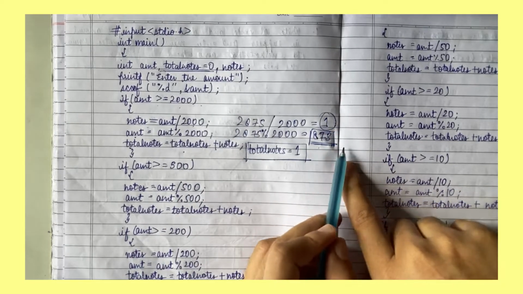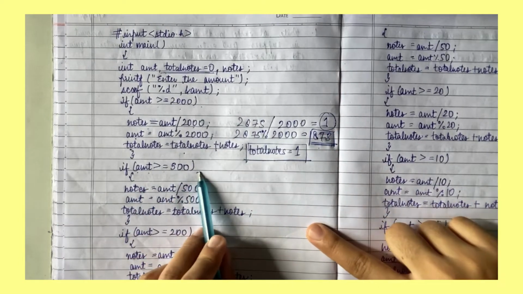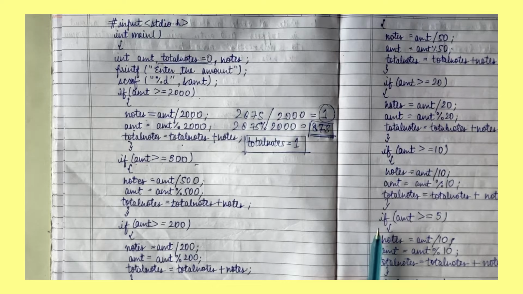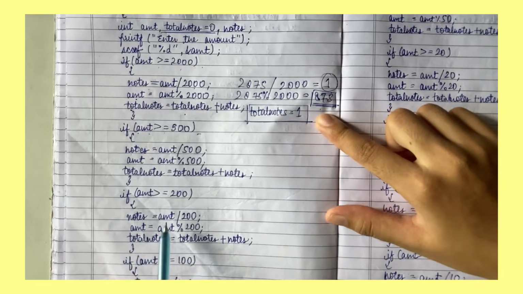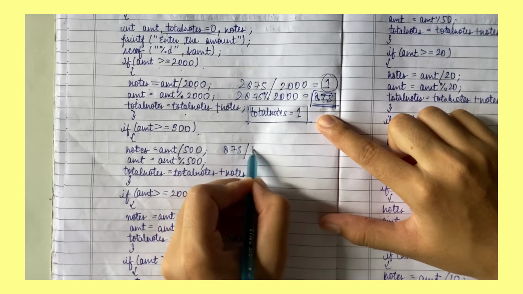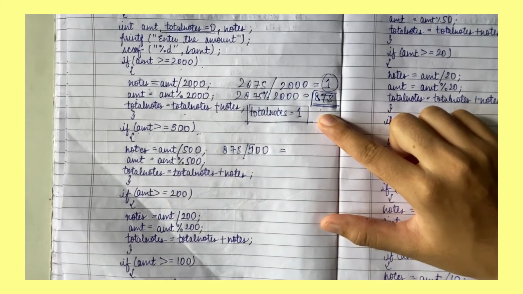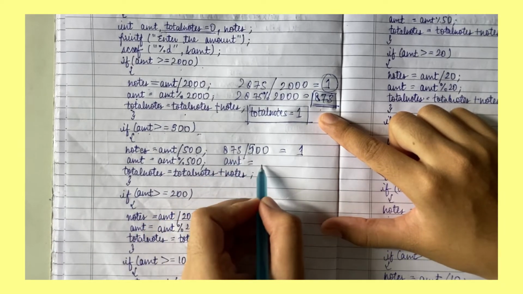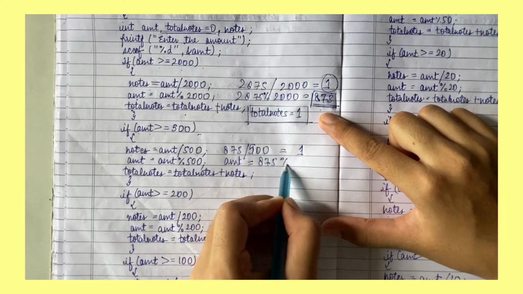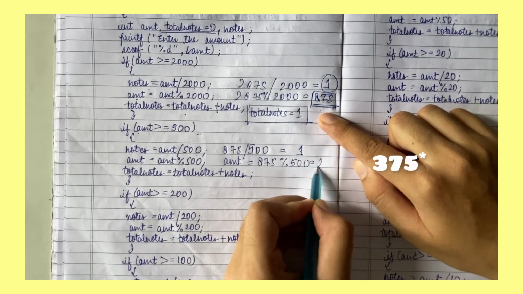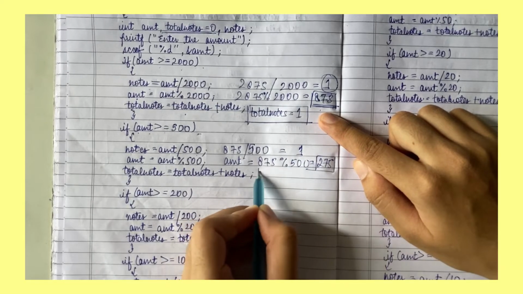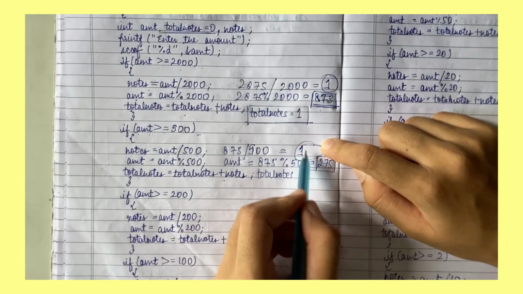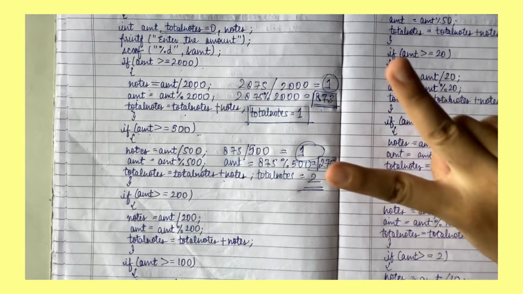The amount is 875. So 875 greater than or equal to 500, condition true. So notes will be amount divided by 500. So 875 divided by 500 will be equal to again 1. And the remaining amount will be, what will be the remainder when we divide 875? The remainder will be 275. So the total notes now will be, initially it was 1, so 1 plus 1, that will be 2. So now the total notes are 2.